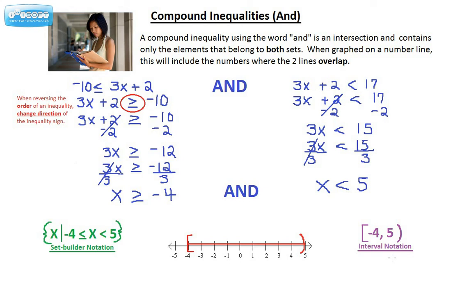Here on the right, we have our set written in interval notation. The bracket means it includes negative 4, and then it ends at 5 and does not include 5. So this shows the range of numbers that's both greater than or equal to negative 4 and less than 5.